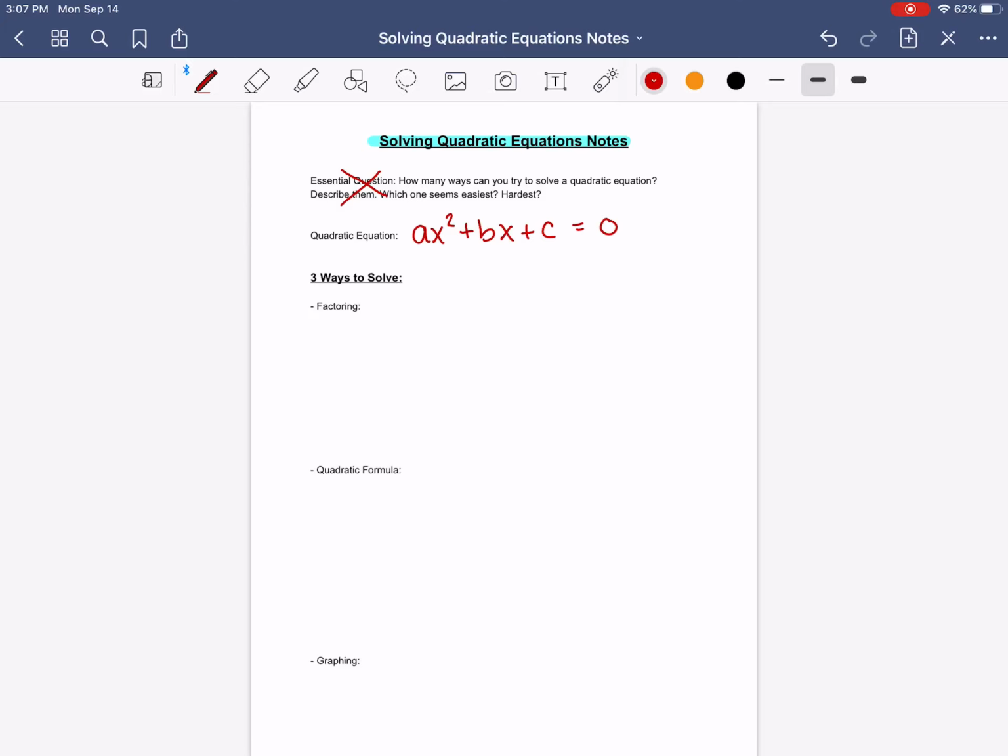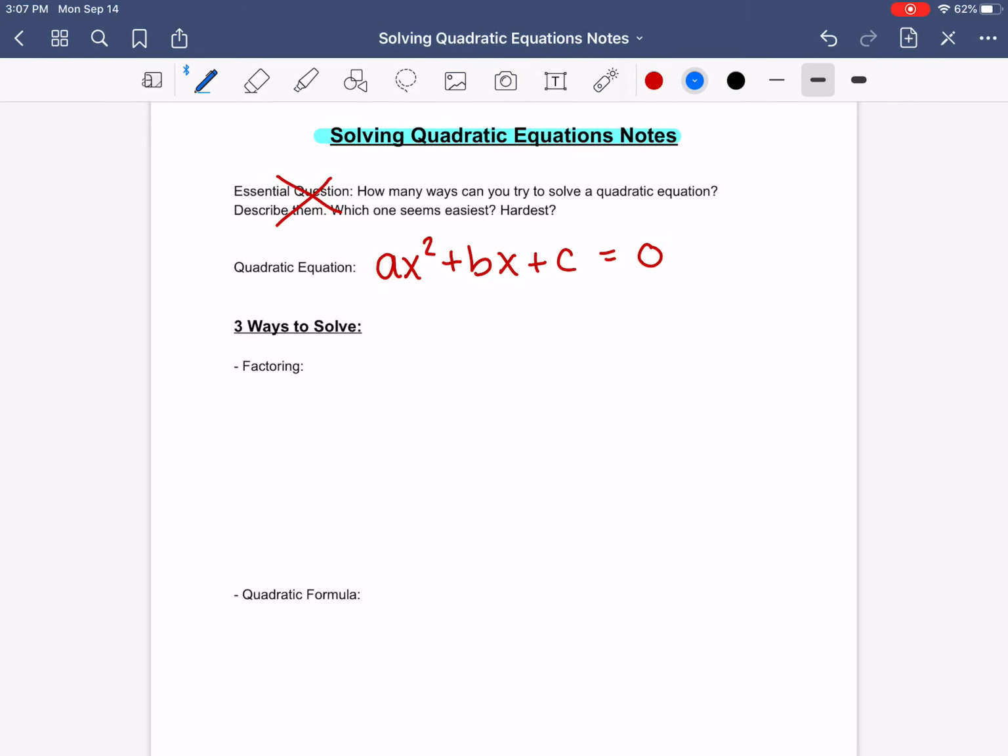Okay, so we're going to talk about 3 different ways to solve. The first way that we can solve quadratic equations is by factoring. So again, you want your equation in the form of ax squared plus bx plus c equals 0. In order to solve by factoring, you use the Snowflake method. We use the Snowflake method to factor. Then set each factor equal to 0 and solve.